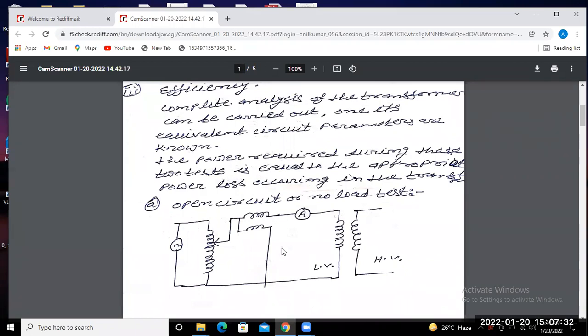So what are the various components we can find here? The wattmeter reading gives whatever power is consumed during the no load test, and the ammeter reading gives the no load current. During this period we consider the wattmeter reading as the core loss of the transformer, since the ohmic loss is very small, because the no load current of the transformer is only 2 to 6% of the rated current.